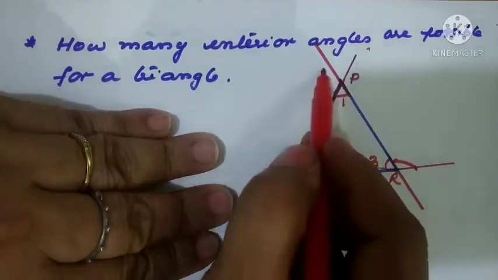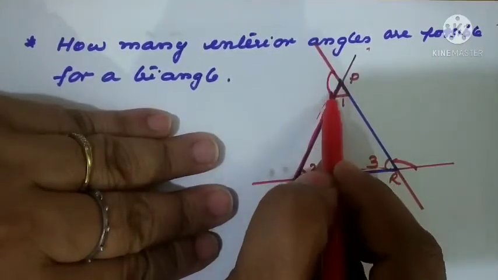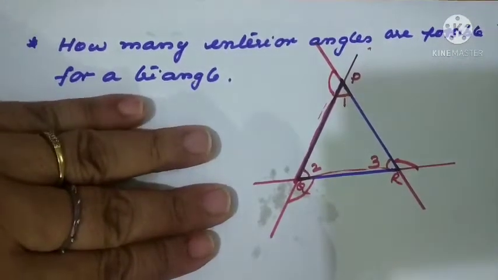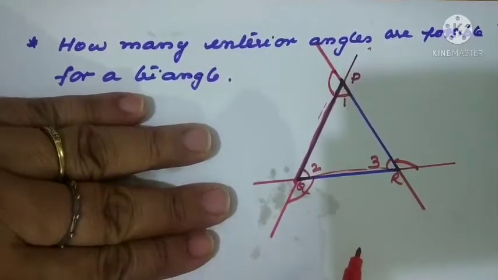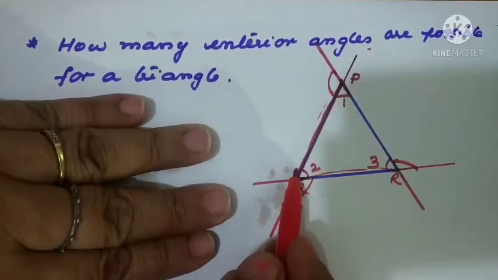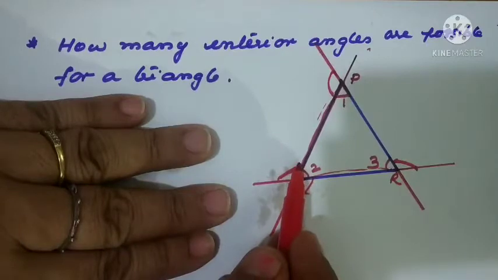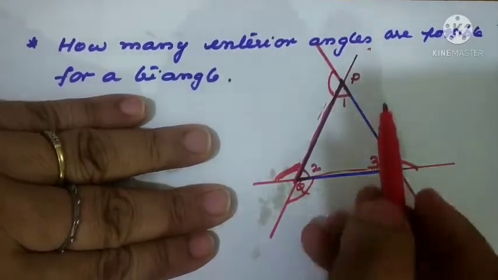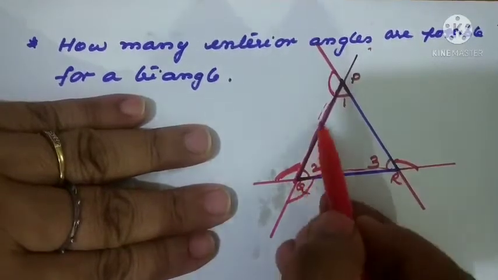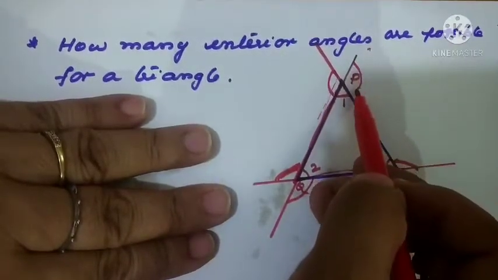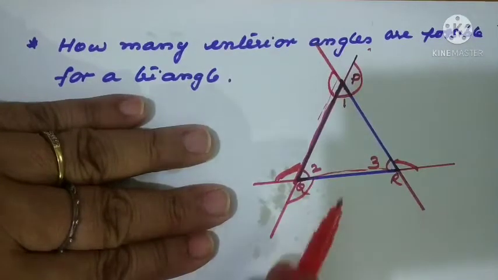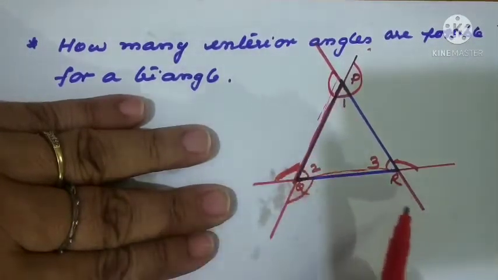Now RP I am extending. So here I am getting, so I am getting 3 exterior angles now. Similarly, when I go this way, that is RQ I am extending. Here also I am getting an exterior angle. Right? Similarly, where we started RP, now QP I am extending. Clear? Now which is left now? PR I am extending.